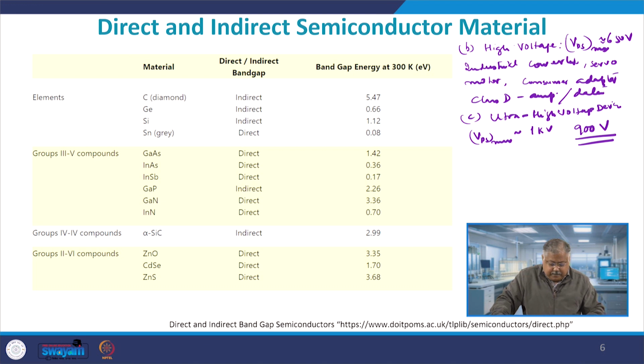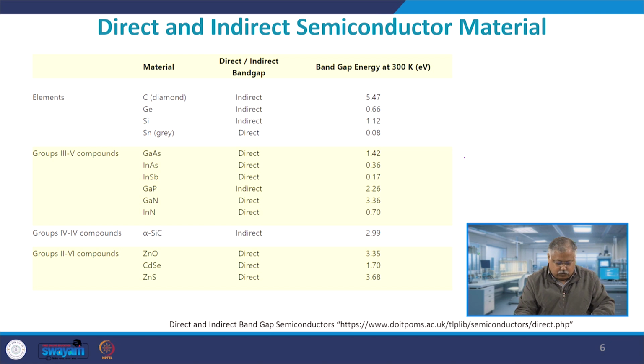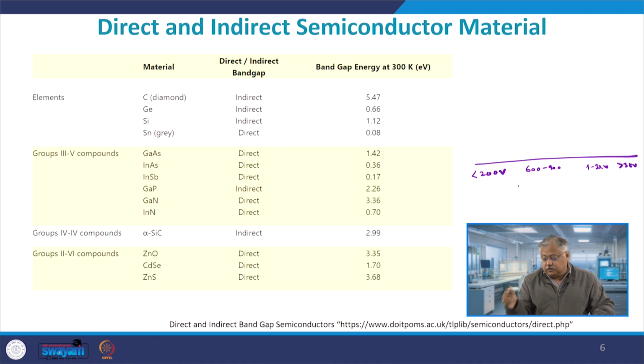Now, if I draw a graph and show you the range at which these individual devices work, we can go ahead and do that. Let me first of all erase all the ink, and then we will see what to work on. So, on the y axis, if we plot the VDS max, then we go from 600 to 900, and then 1 to 3 kV, and then more than 3 kV on the voltage range.